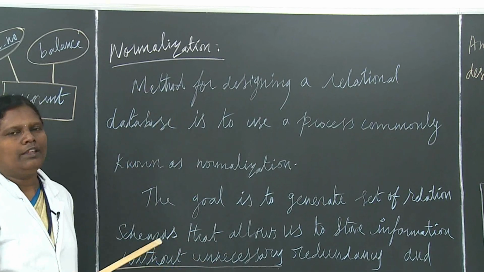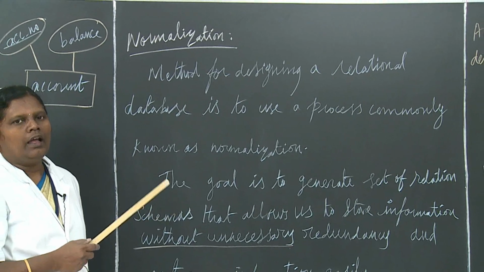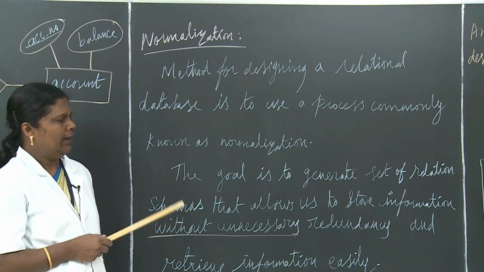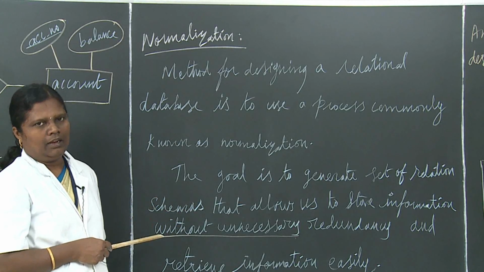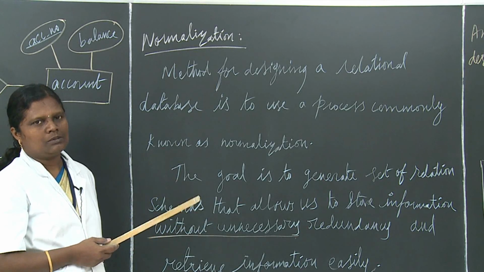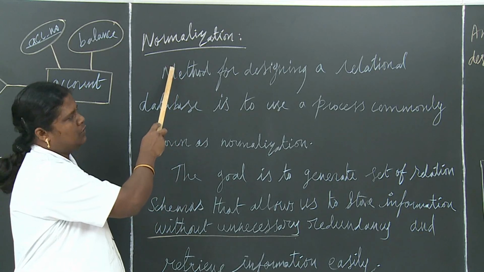While following the normalization rules over the database, it must have less redundancy or non-redundant values within our database. Our database data must be valid. For that purpose we are going for normalization.